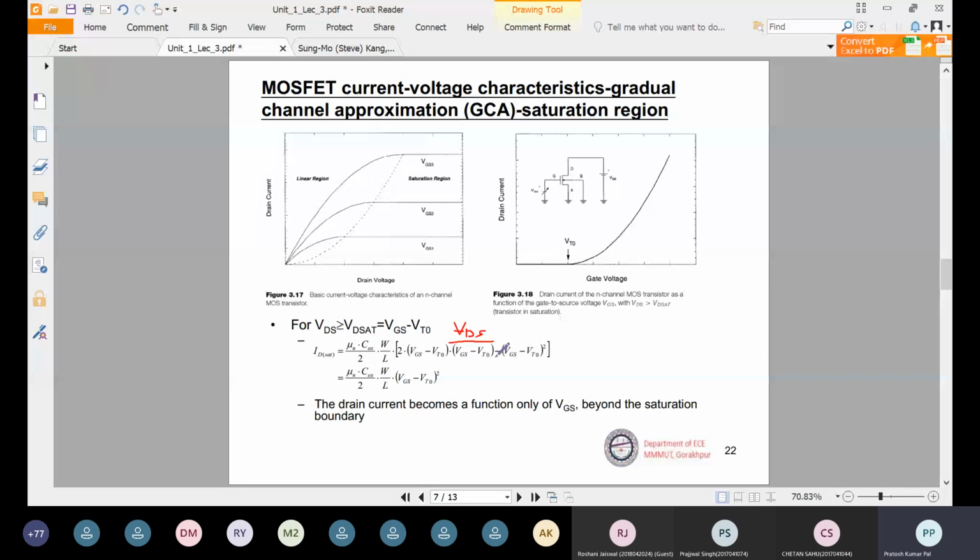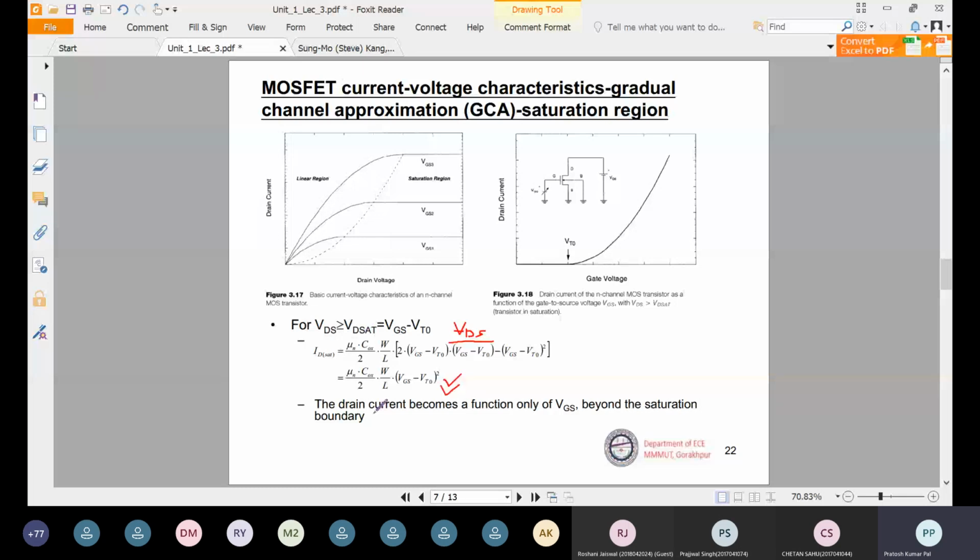तो सेम, क्योंकि अगर हम VDS की वैल्यू को VD sat के बराबर या फिर उससे ज़्यादा रखेंगे, then always the VDS value will remain VGS minus VT0. Okay. So हम इसमें वैल्यू पुट करेंगे और इसको सॉल्व करेंगे, that will become μ Cox by 2 W/L into (VGS minus VT0) whole squared. So this will be the current expression in case of saturation region. Okay. So if MOSFET is working in saturation region, then its operation will be explained by this expression.